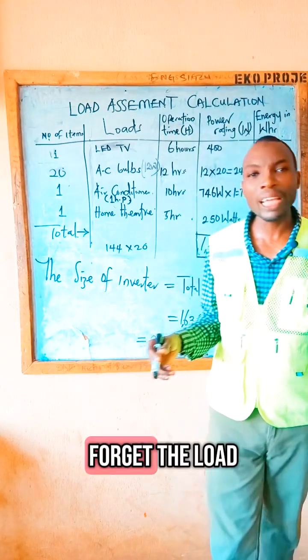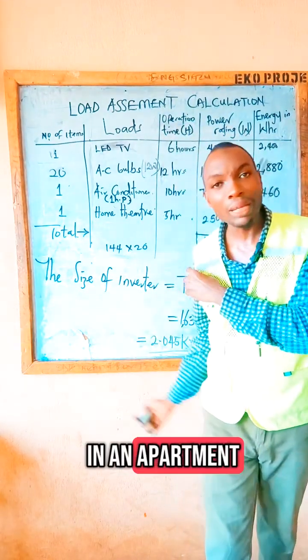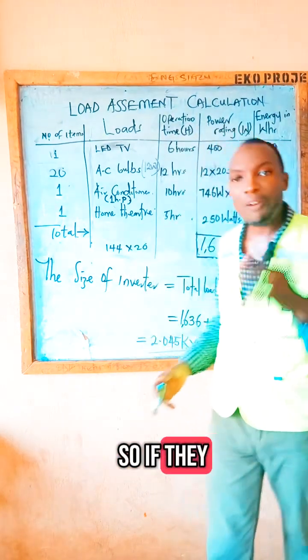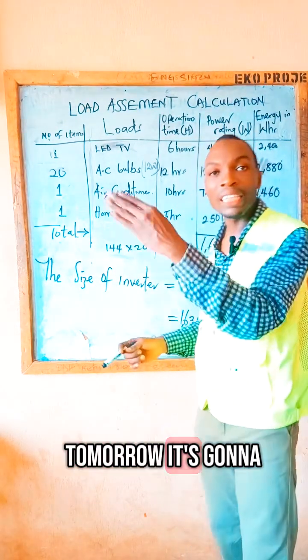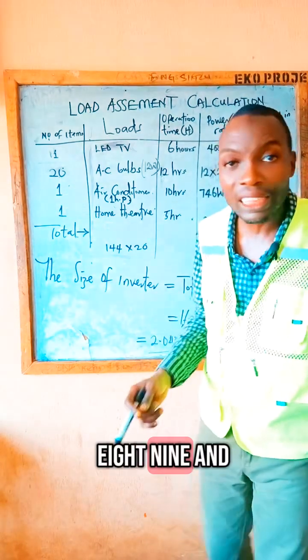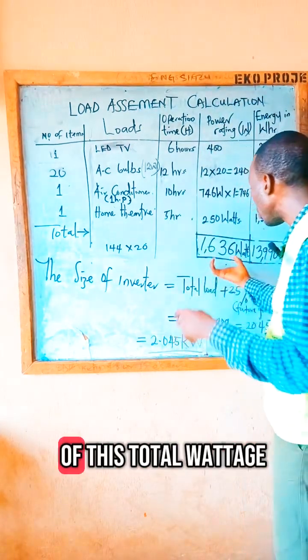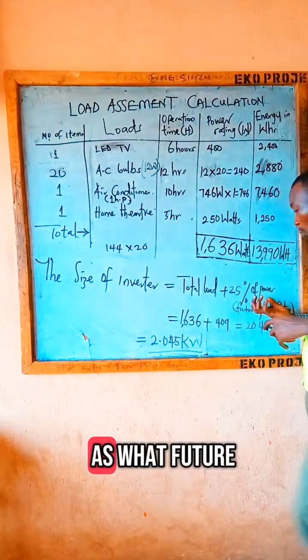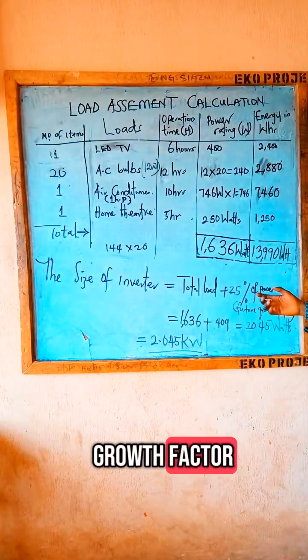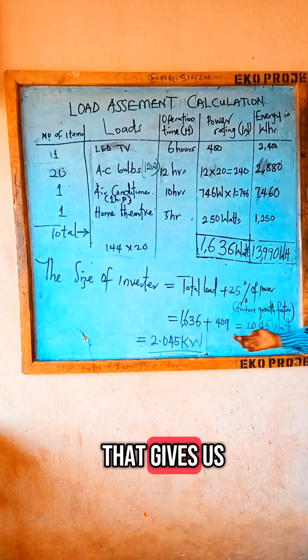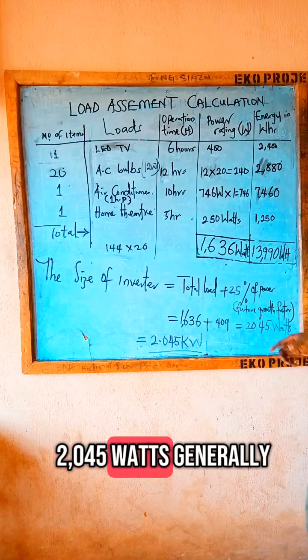But do not forget, the load in an apartment, in a building, usually grows with time. So if they have 5 items today, tomorrow it can increase to 7, 8, 9, and 10. That is why we have to calculate 25% of this total wattage as the future growth factor. Then we add it to the existing load, and that gives us 2,045 watts.